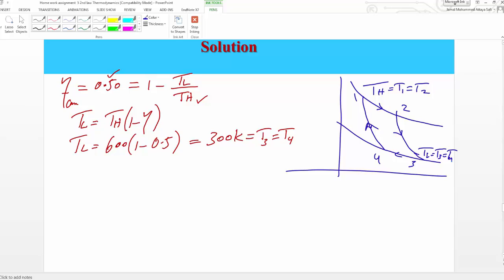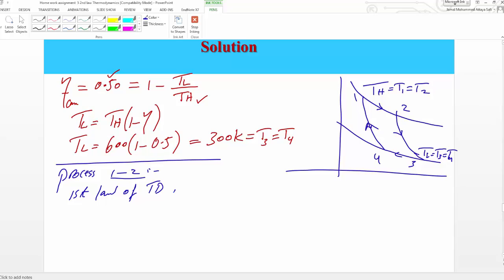Now we can start finding the work and the heat for the processes, and we start with process 1 to 2. What can we do here? The first law of thermodynamics, as we did in the previous problem, tells me that the mass multiplied by the difference in internal energy is equal to the heat transfer minus work for a process.